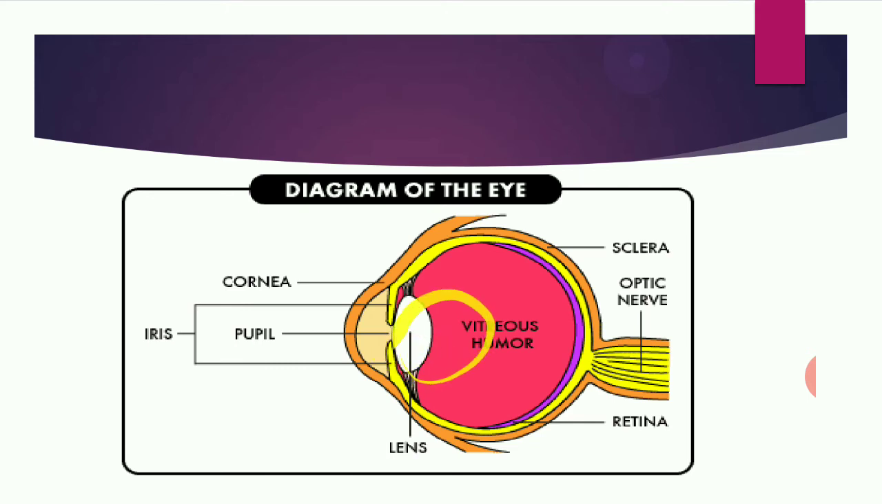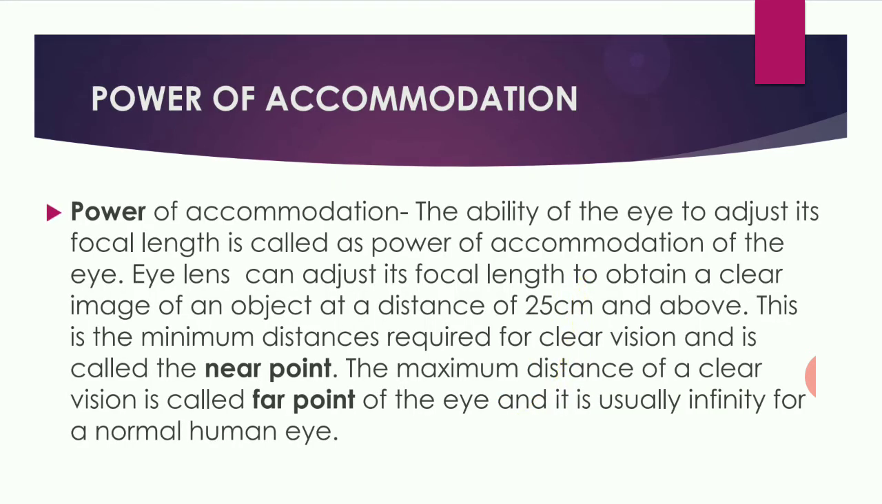Next, this is the lens. It is a transparent structure which helps to focus the light rays on the retina. Okay, this is the retina. This purple color one is the retina.